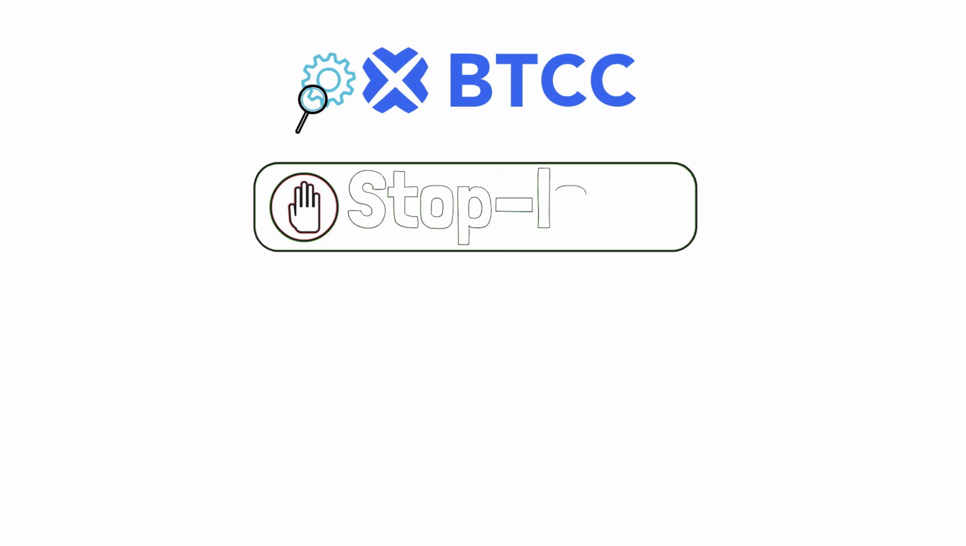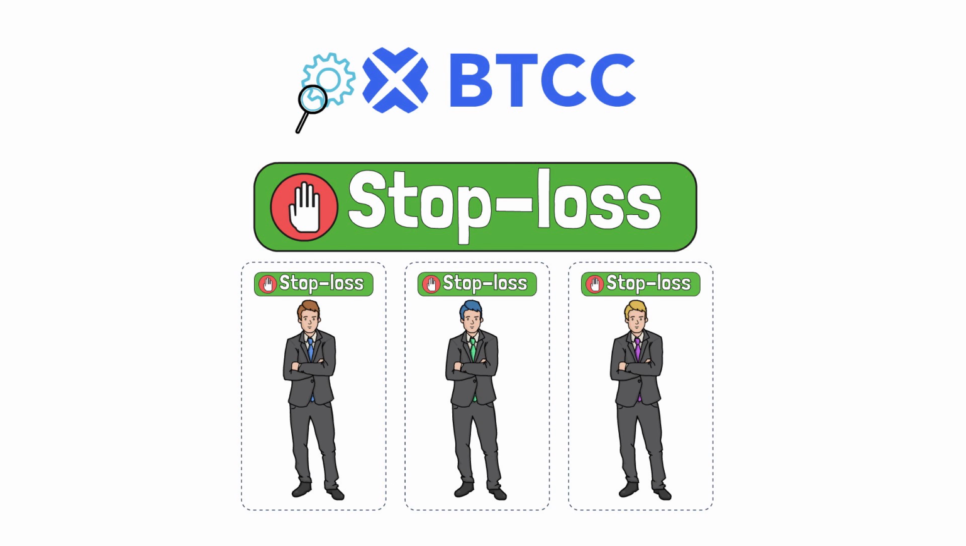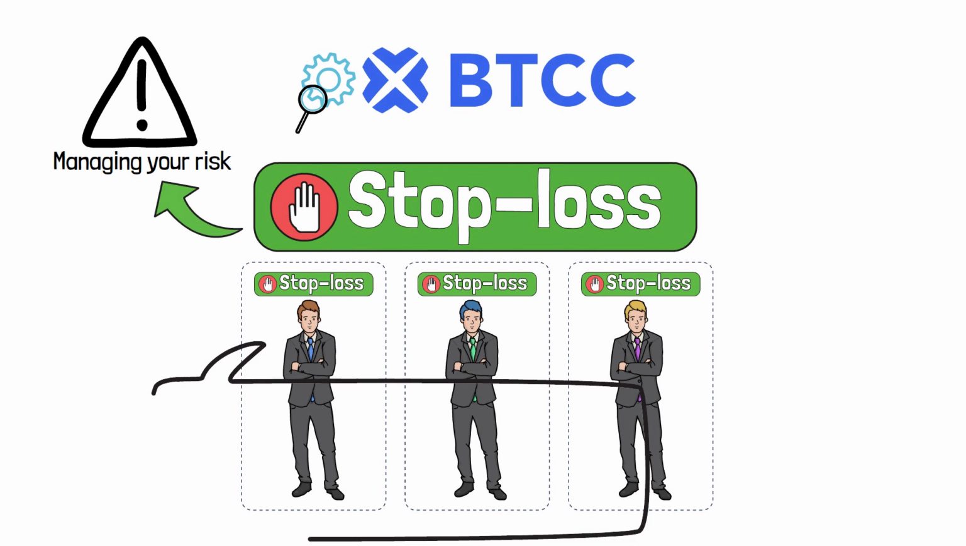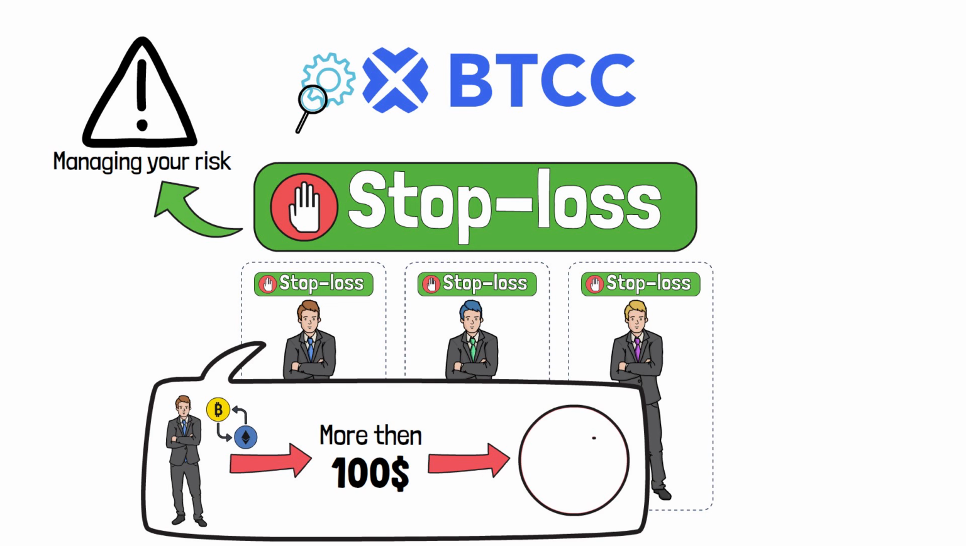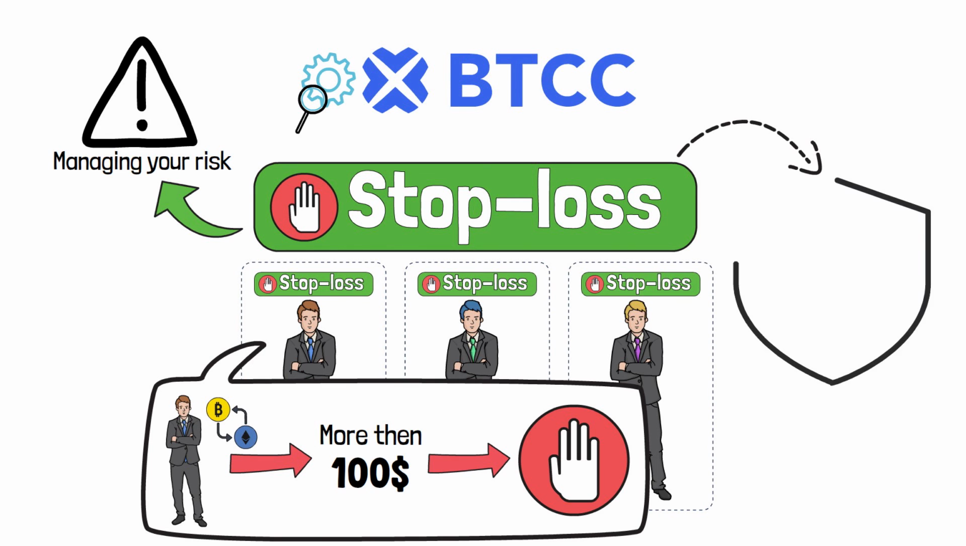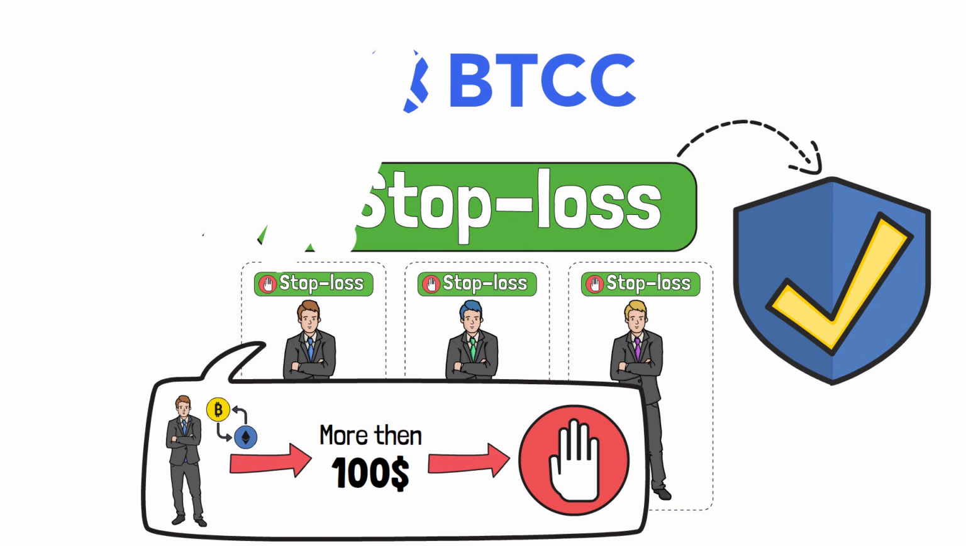One feature that really stands out for beginners on BTCC is the ability to set a stop loss specifically for each trader you're copying. This is super important for managing your risk. You can essentially say, if this trader's trades cause me to lose more than this amount, automatically stop copying them. It gives you a crucial layer of protection as you're learning the ropes.